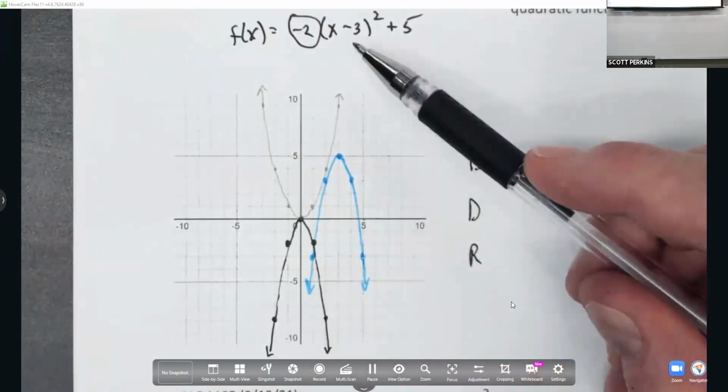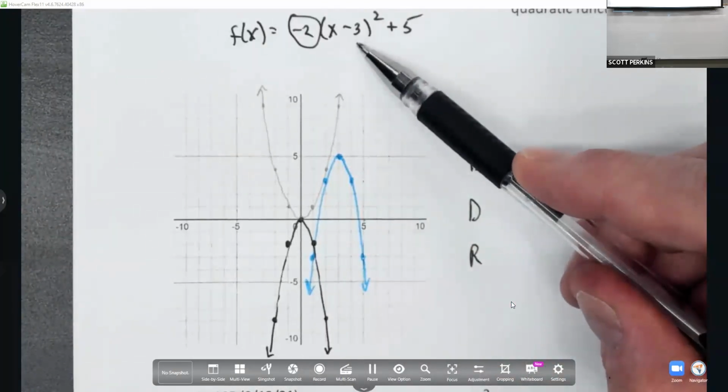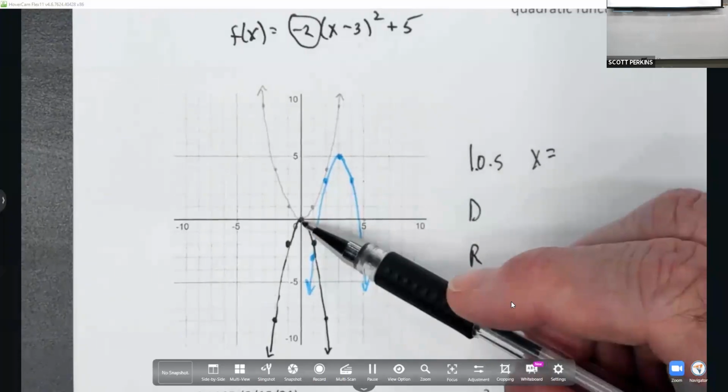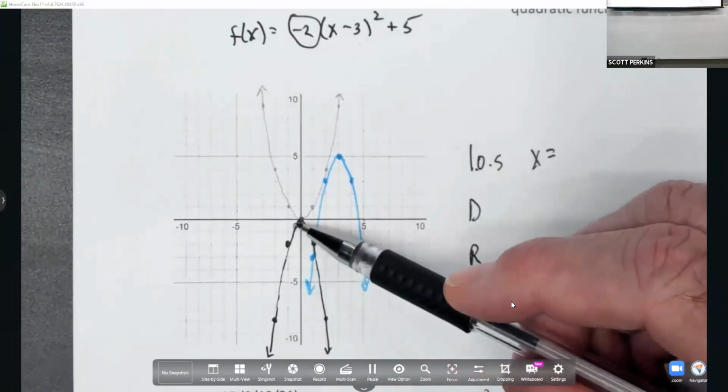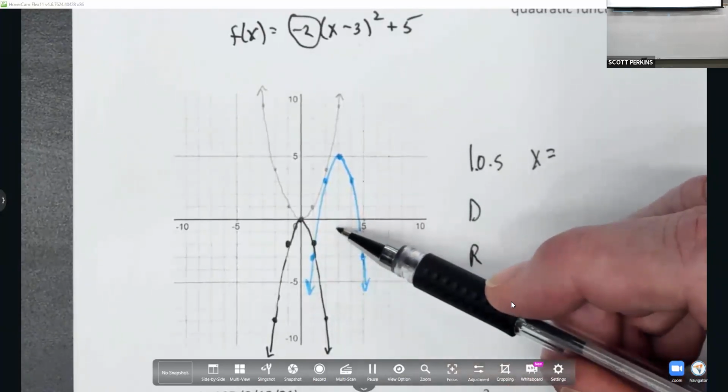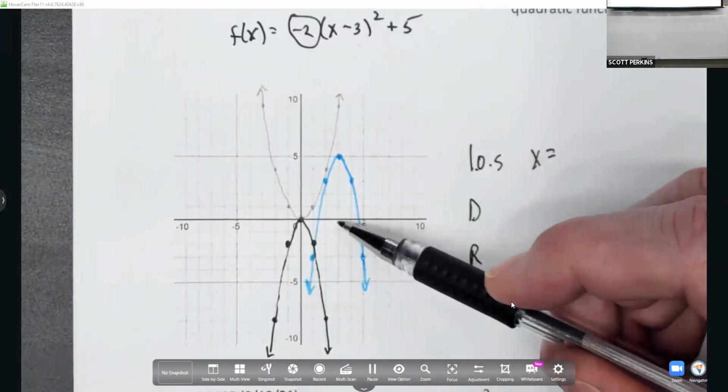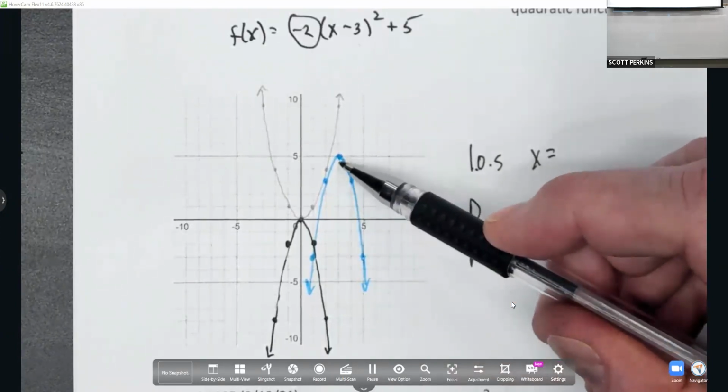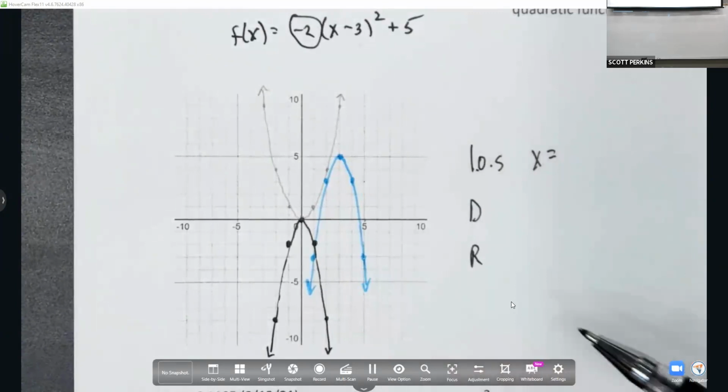And then you told me earlier the vertex means I've gone right 3 and up 5. So I took this black graph right here and I went right 3. I counted properly this time. So congratulations to me. And then up 5. And then I did that to all the points. So this blue graph is the graph.